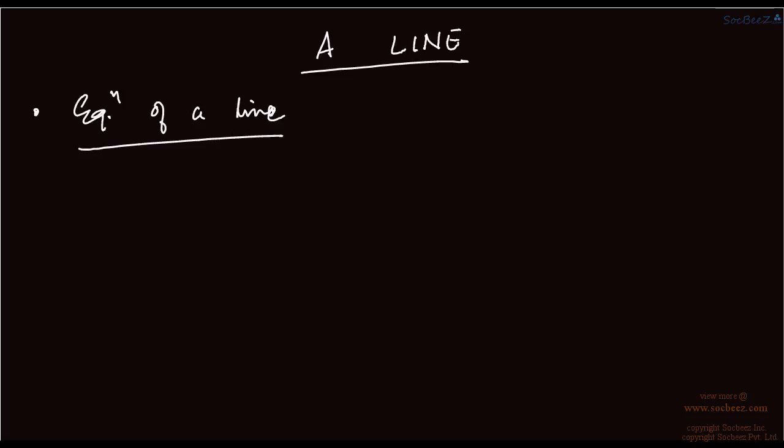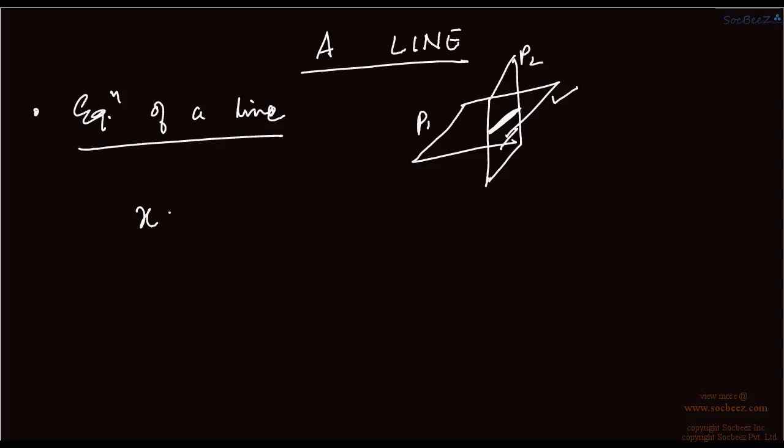A straight line is the intersection of two planes. If there is a plane and another plane which is intersecting it, there will be a common line at which they intersect. So the straight line is the intersection of two planes and it is represented by two planes, plane 1 and plane 2. So this line is represented by these two planes.